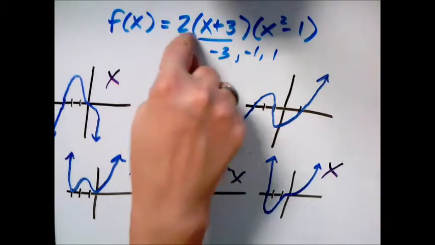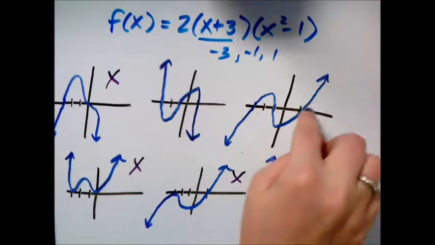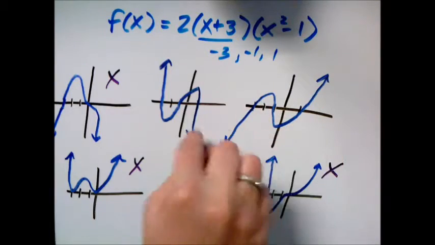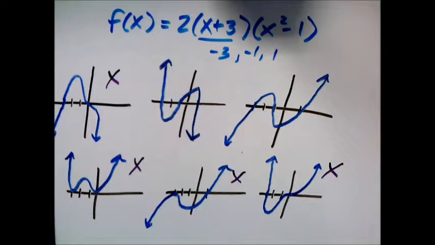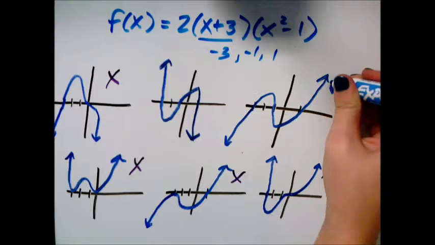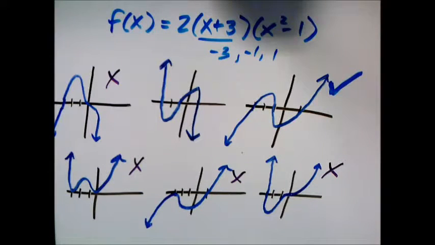Or you could even think, as x gets bigger and bigger and bigger, so put something big here, put something big here, our answer will get bigger and bigger and bigger. It won't be negative like it shows here, because there's no negative out front to make that happen. So it looks like it's got to be this one. So we're really just putting together zeros and end behavior, which will tell you which graph works.